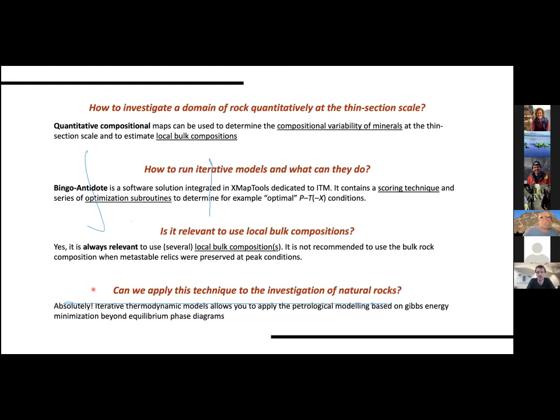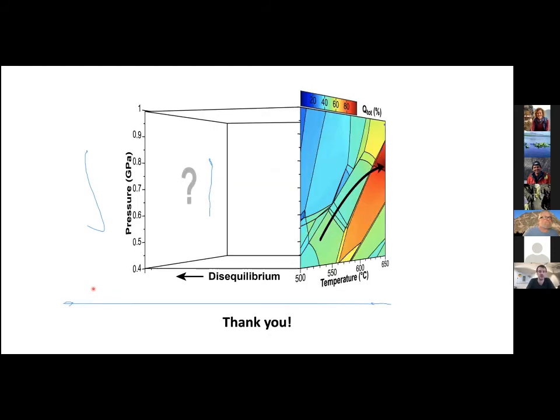and it allows you to explore a region that you can't really explore with the equilibrium phase diagram. So this shows you your pseudosection, in this field where you assume equilibrium in all your sample. And then if you have one phase that is out of equilibrium, you should start to investigate this big box here with the question mark. So Bingo-Antidote allows you to try, at least partially, to investigate what's happening in this field.